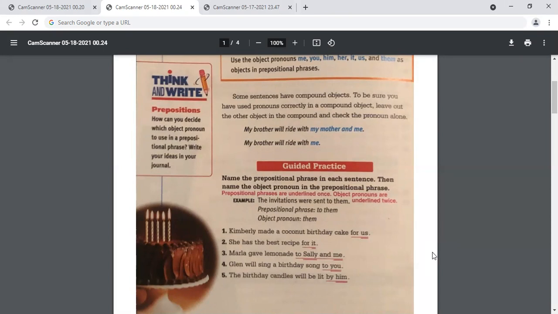Number 3, Marla gave lemonade to Sally and me. To Sally and me, this is the prepositional phrase. To is the preposition, Sally and me. So here we have a compound object. So Sally and me. Number 4, Glenn will sing a birthday song to you. To you is the prepositional phrase, begins with the preposition to, and you is the object pronoun. Number 5, the birthday candles will be lit by him. By is the preposition, and him is the object pronoun, so this is the prepositional phrase, by him.